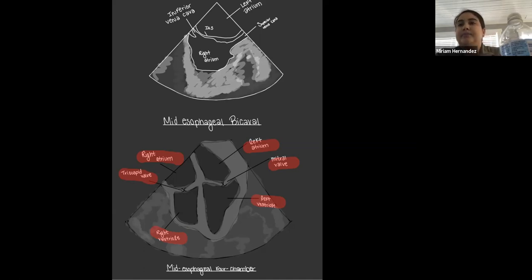Okay. So our four-chamber view will give us a good view for reflux, assessing the mitral valve flow, looking for mitral stenosis. And I'm going to share the second one.